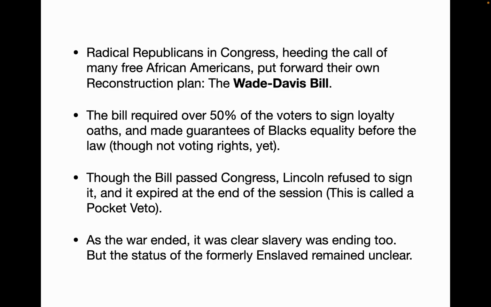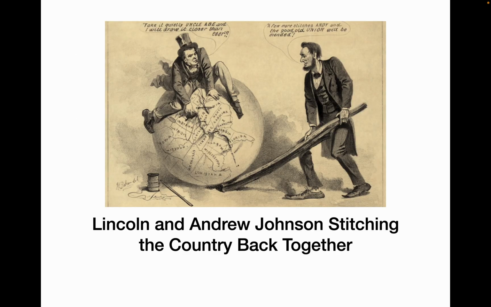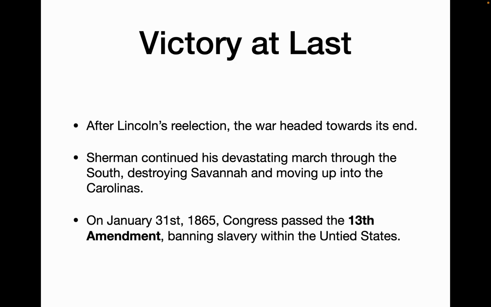As the war ended, though, it was very clear that slavery was ending too, but the status of the formerly enslaved, are they people, are they citizens, what are they, who are they, is still remaining very unclear. So here are Lincoln and Andrew Johnson trying to stitch the country back together, trying to mend it. Johnson, Lincoln's vice president, actually did used to be a tailor, so it's interesting that they make him the one who's stitching the country back together.